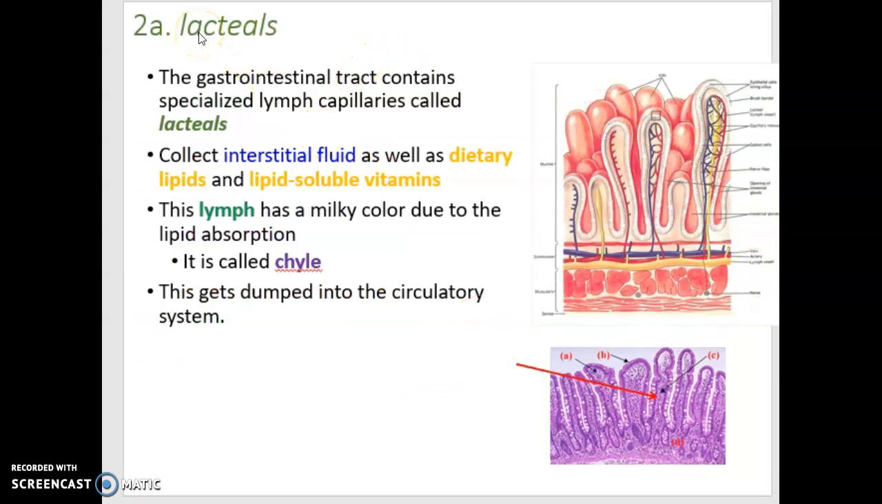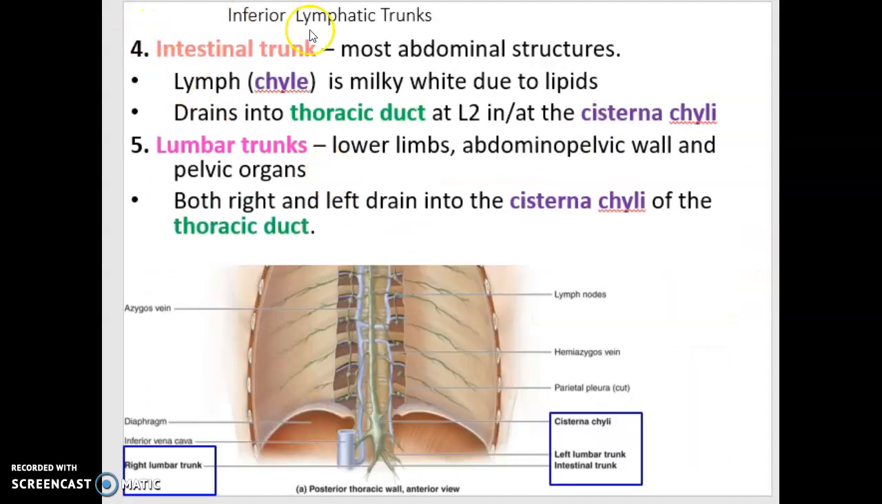Now we also talked about lacteals. Lacteals looks like lactose, lactation, milk. Well, it has a milky white lymph because it's absorbing fats and fat-soluble vitamins, and this is called chyle. And it is going to drain into the intestinal trunk. So the intestinal trunk's the only unpaired one. Everything else is paired, and it drains the abdominal region. And it is going to drain into the cisterna chyli, and that is going to also take fluid from the lumbar trunks, and it goes into the thoracic duct.